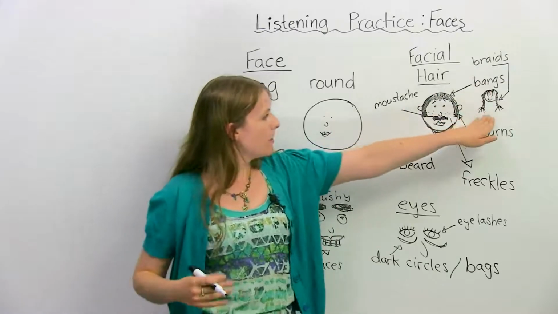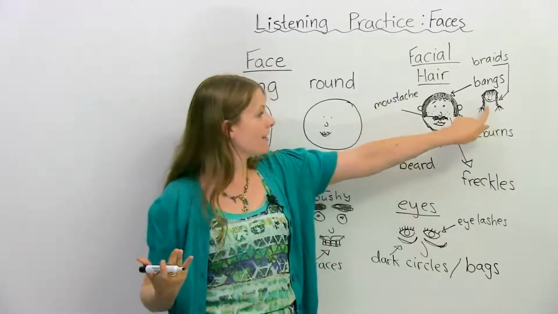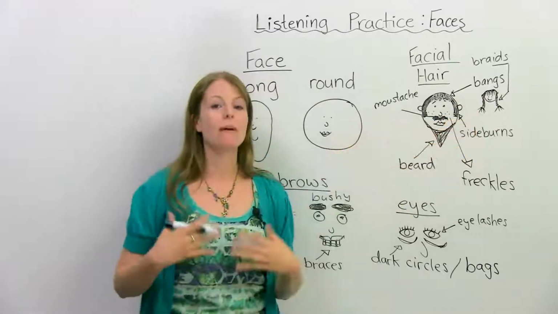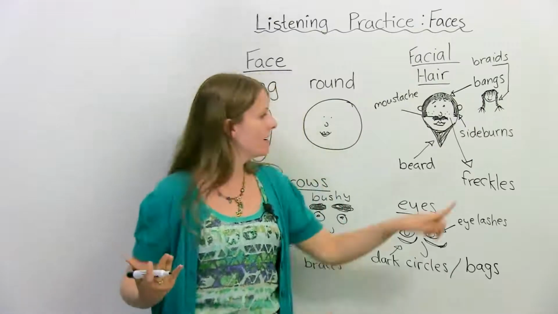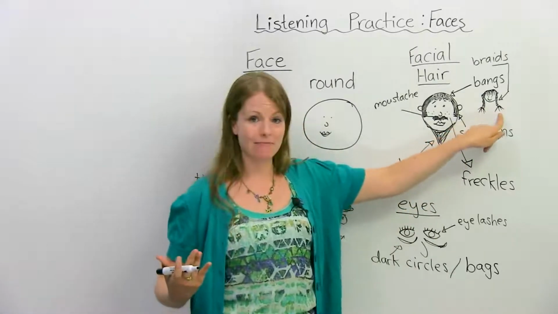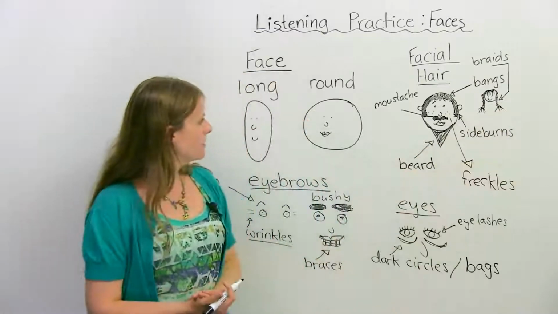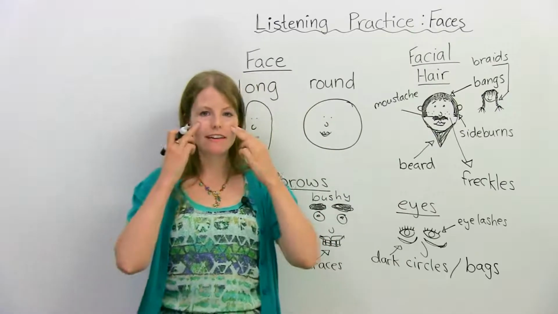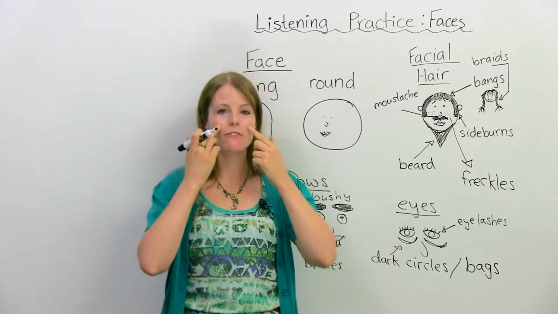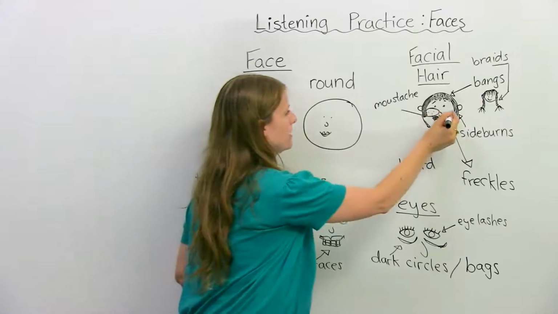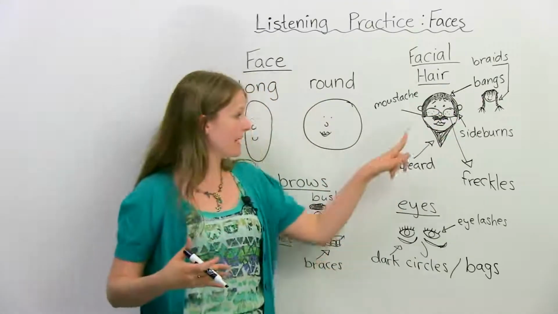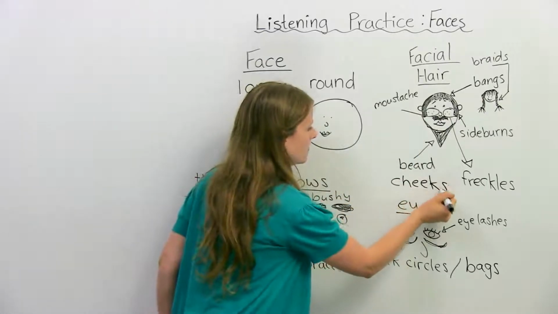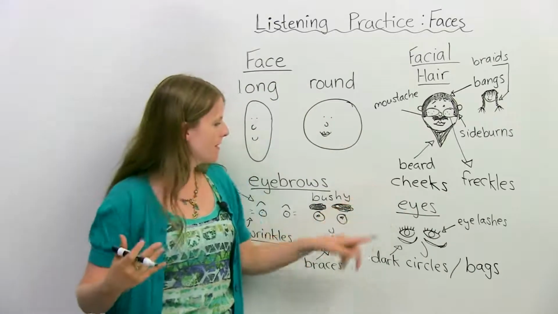I've also drawn a lady here. This lady has bangs as well, and her hair is also in braids. Okay, so you might hear the word braids during this listening activity. These are braids, okay? Another word that might come up is the word cheek. These are our cheeks, okay? So they're a part of your face. Here are his cheeks. I put freckles on this man's cheeks, okay? And I'll spell that out for you. Okay, so that might be another word that will come up.